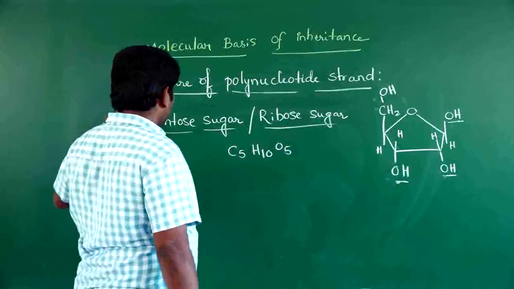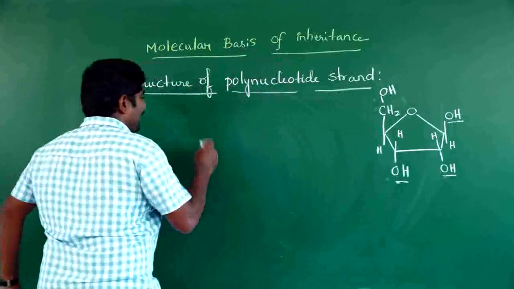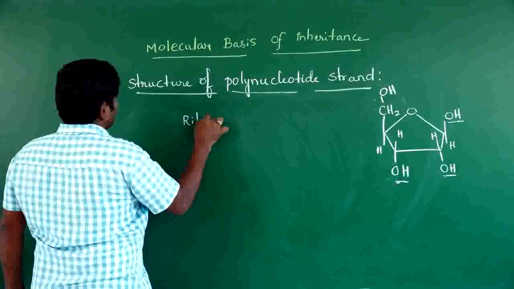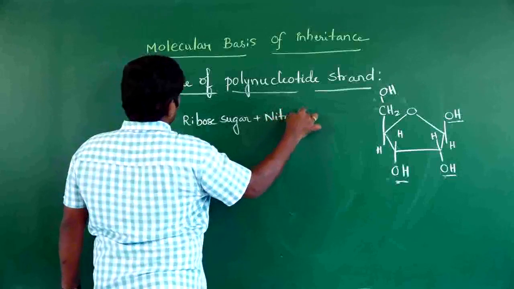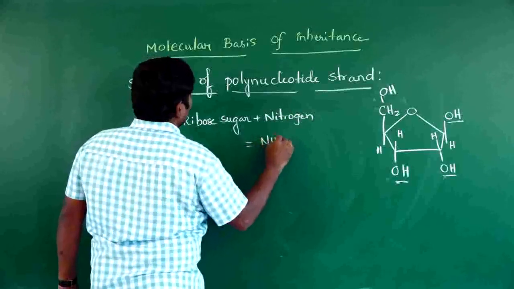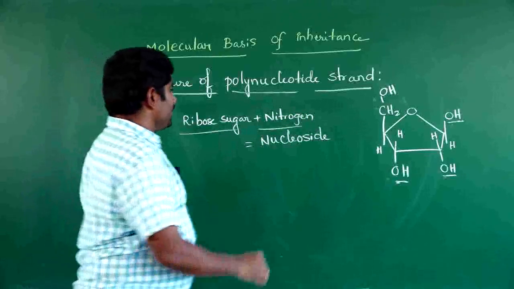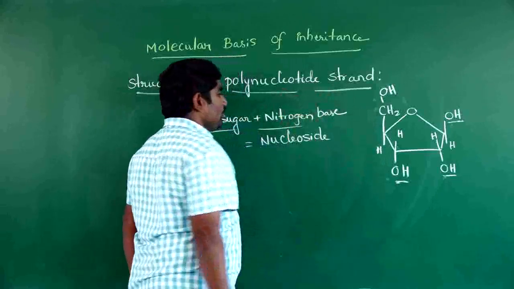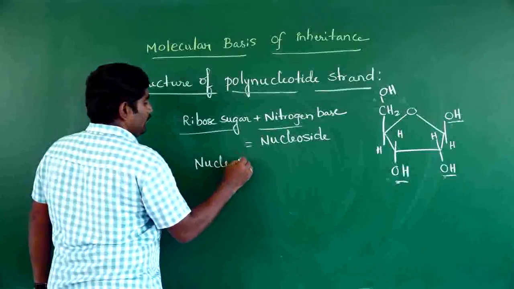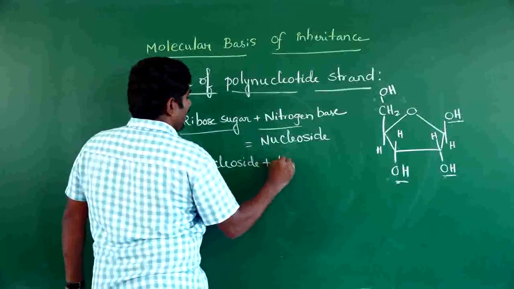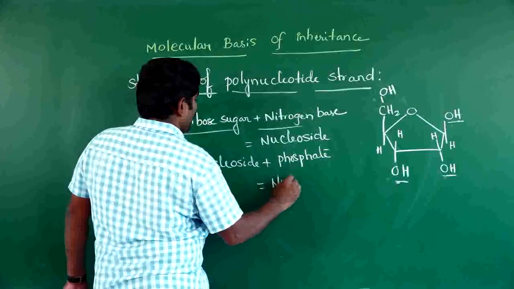A ribose sugar plus nitrogen base is equal to nucleoside. And a nucleoside plus a phosphate group is equal to nucleotide.